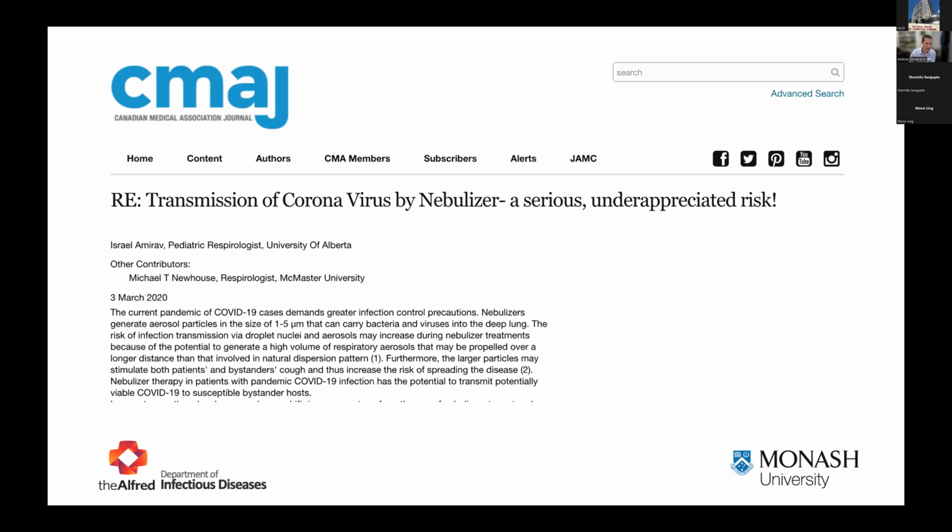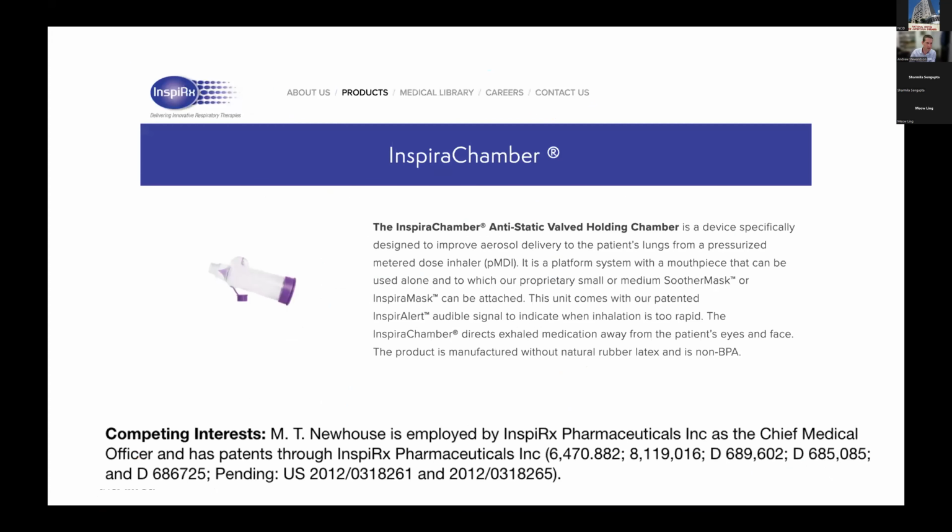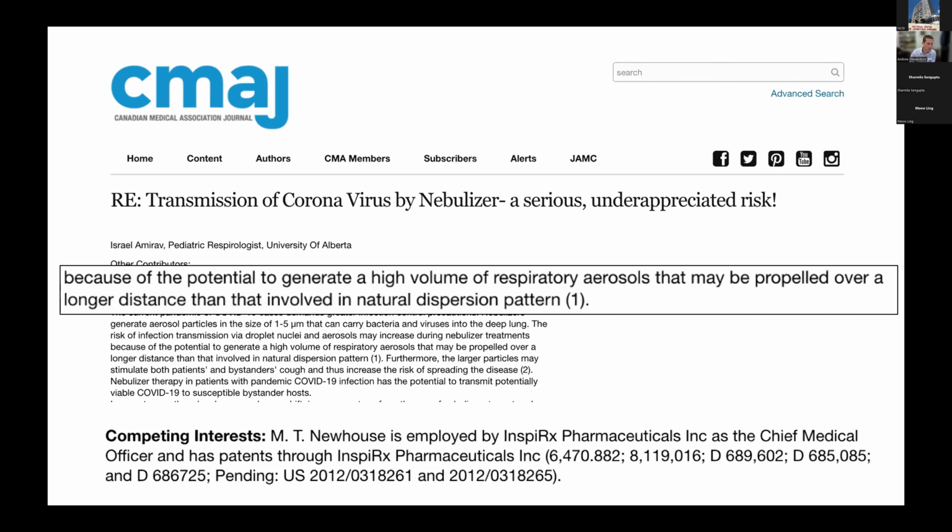So the paper that was linked to is this particular one, which is a letter, and it talks about the fact that, just to note, one of the contributors to this letter is employed by a company that sells this device, which is a chamber used for nebulizer therapy. The comment here is that because of the potential to generate high volume of respiratory aerosols that may be propelled over a longer distance than might be involved in natural dispersion pattern, that's why nebulizer therapy is a serious problem.